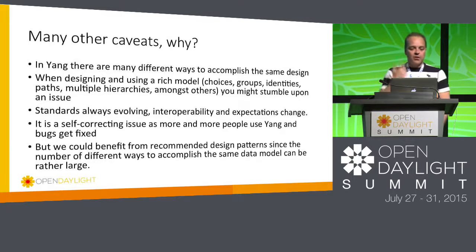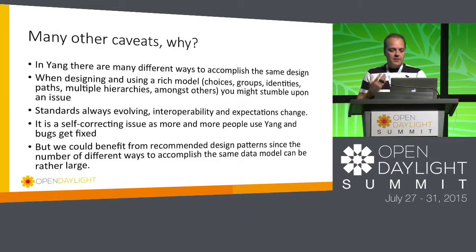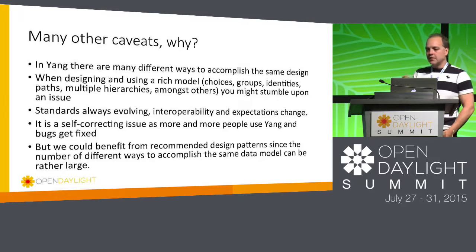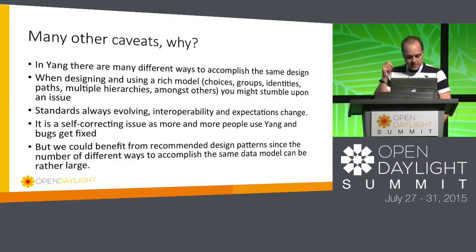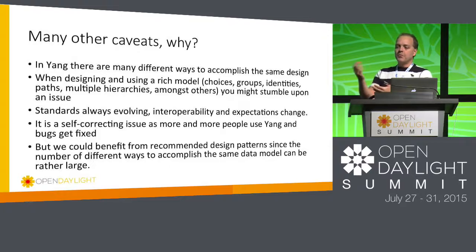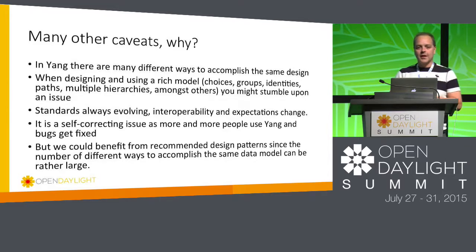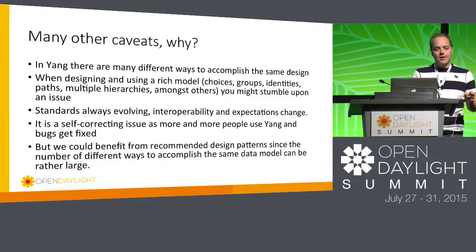There are many other caveats and recommendations, but why, right? You have all of these little tricks and recommendations because the crux of the problem, or the feature I guess, is that in Yang there are many different ways to accomplish the same design. You give two people and say, represent a toaster. The toaster is the canonical thing when you're learning Yang, right? You look at the toaster model. If you ask two people to represent a toaster model, they both probably represent it correctly, but they use completely different things to represent it, because there are choices and groups within groups and lists and leaf lists and things like that, right?